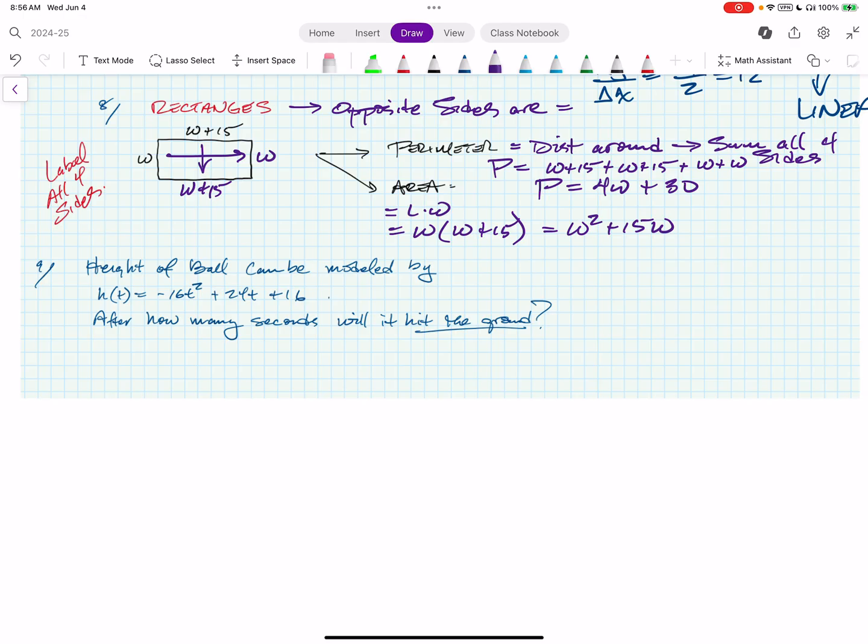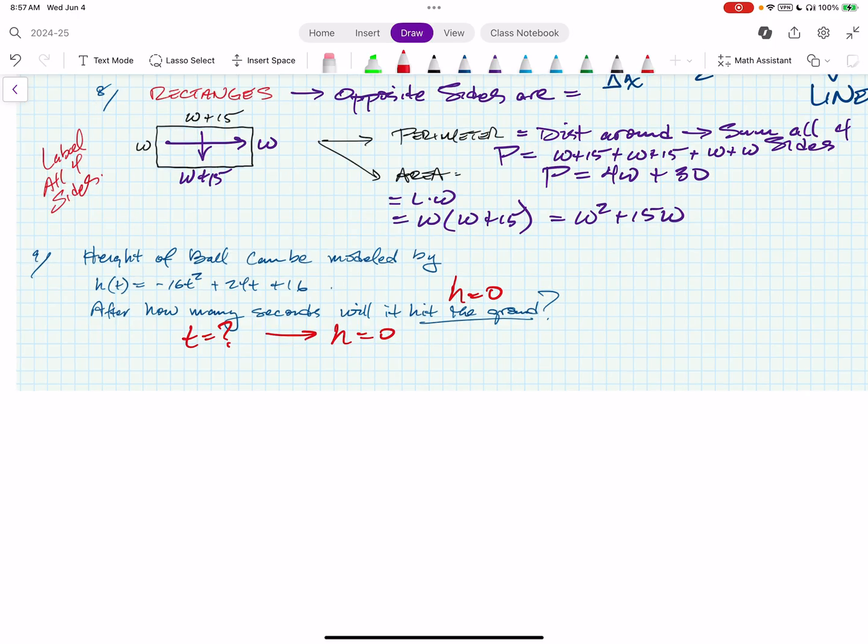Okay, number 9. The height of a ball can be modeled by h of t here. After how many seconds will it hit the ground? Now listen, when it hits the ground, that means h is equal to 0. 0 feet. When the ball goes up and comes back down and hits the ground, the height's 0. So after how many seconds will the height be equal to 0?